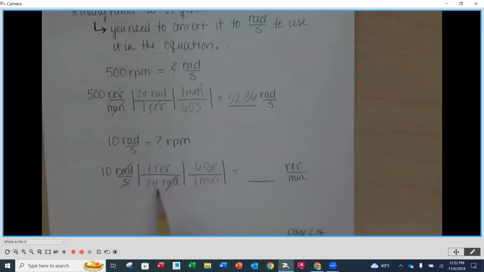I'm going to multiply across the top, divide by the bottom. What do we get for our answer here? How many revolutions per minute is that? Everybody should be doing it. Ben.